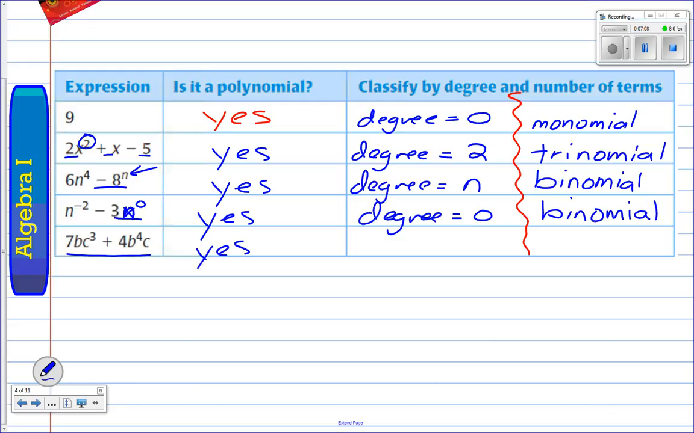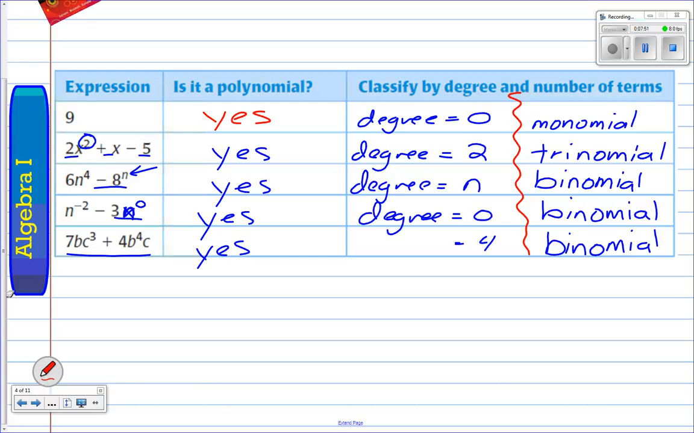This is a polynomial. Now this is interesting. There's 2 different variables here that have powers. It's kind of your choice which you want to go by. Most often, we will classify based on the power that is the highest. Okay. So we're going to say that this is a binomial, 2 terms, to the 4th degree.